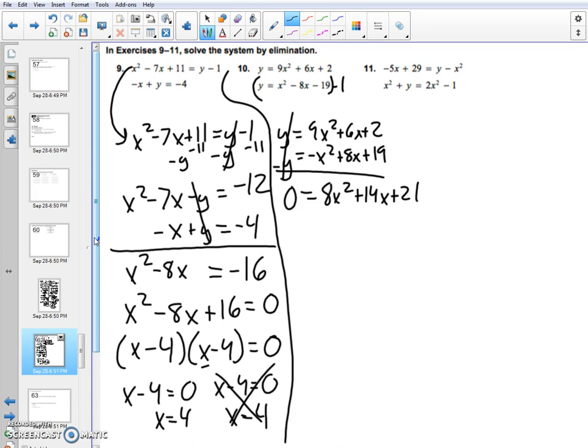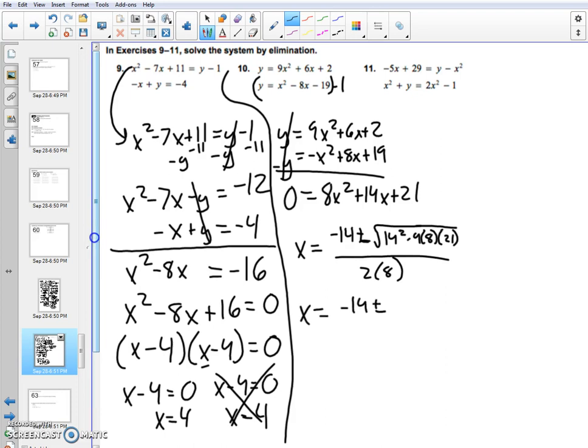So what I'm going to do is set up for the quadratic formula here. I think completing the square would be too messy. You could still do it, but it's just a little messier than I would like it to be. So x is the opposite of b plus or minus the square root of b squared minus 4 times a times c, all over 2a. So x is negative 14 plus or minus.